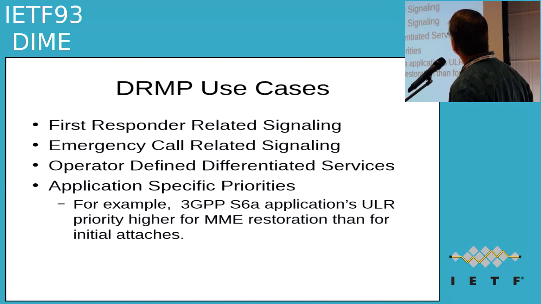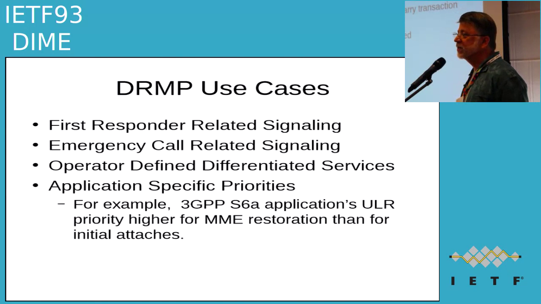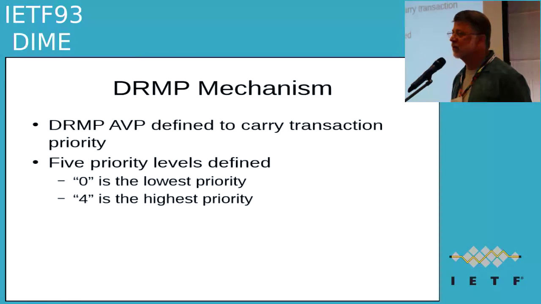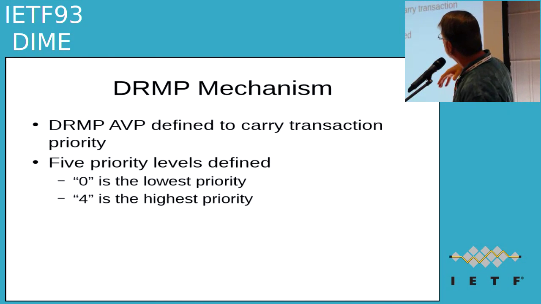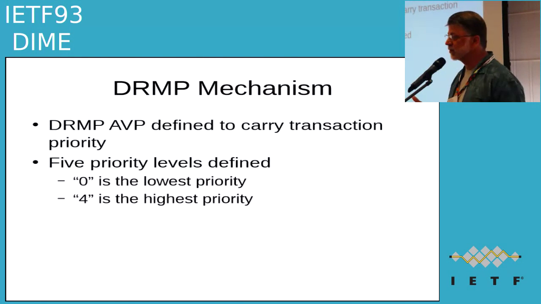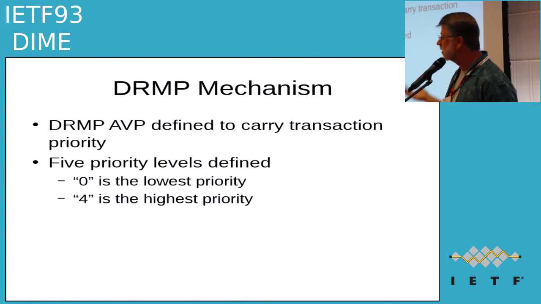Okay, so next slide. I refreshed the draft. It's now at 01, and it actually contains a fairly complete proposal for the mechanism. It's pretty straightforward. It defines an AVP for carrying transaction priority. We had talked about whether it should apply to a transaction or a message. We decided as a group, in this same type of room in Dallas at least, that transaction made the most sense. So the same priority would apply to requests and answers. Obviously, that was early discussion, so if we want to change that decision, we certainly can.